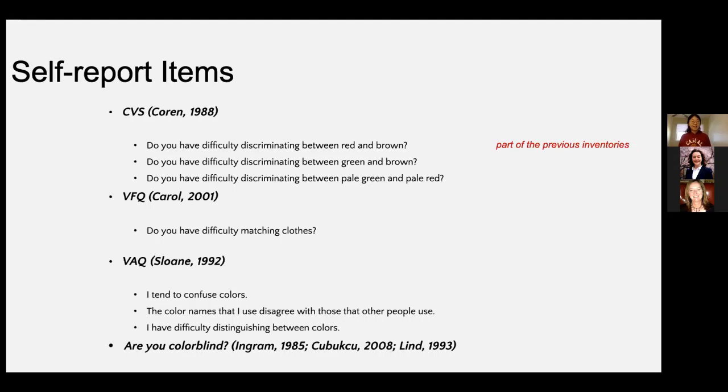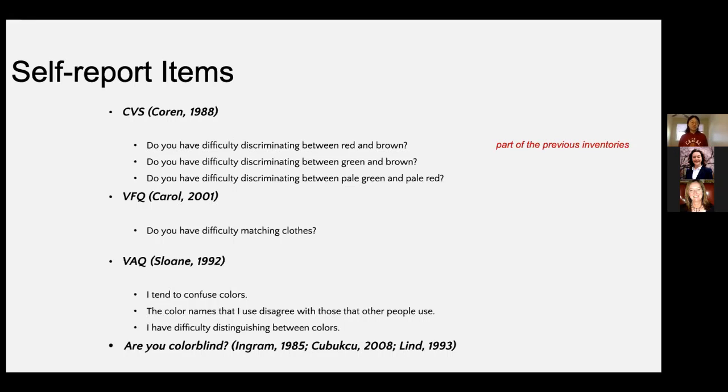All right, and here are the self-report items that we're using. We're using 3 items from the CVS, 1 item from the VFQ, 3 items from the VAQ, and also just a general question, are you colorblind, which is widely used in the previous literature. So we're using part of the previous inventories. You might notice that we're only using 1 or 3 items of the previous inventories.